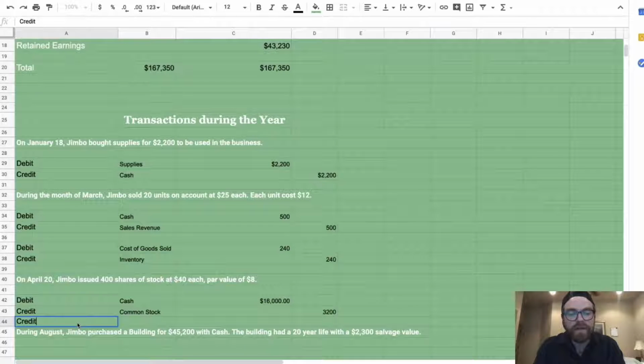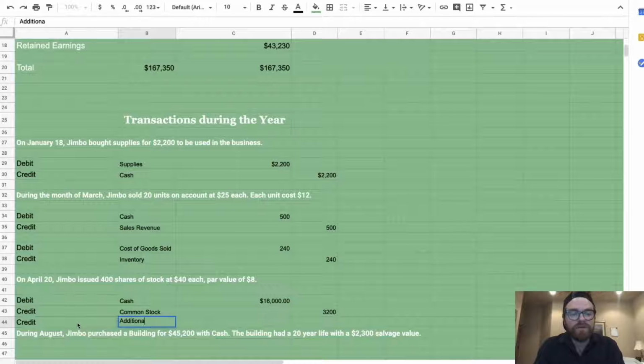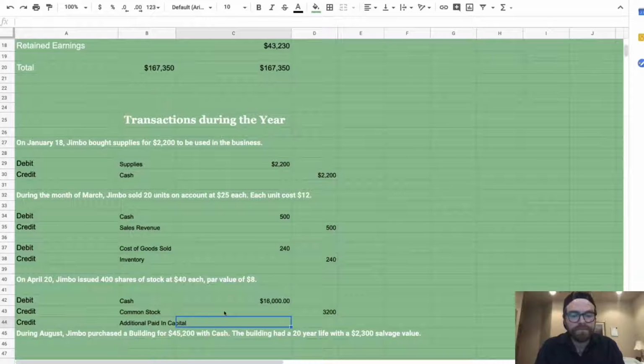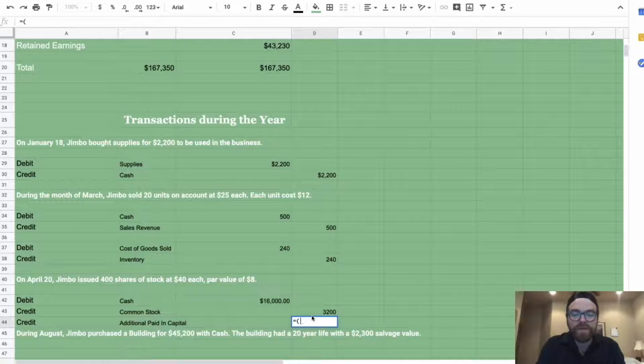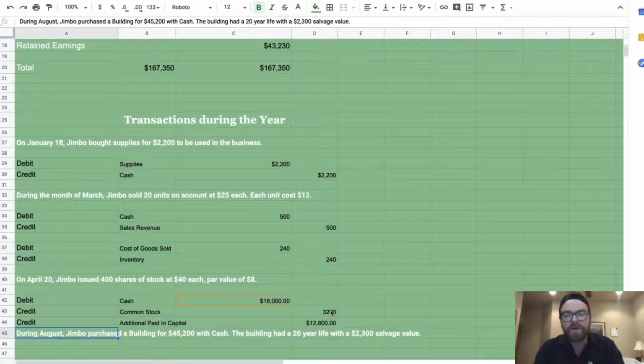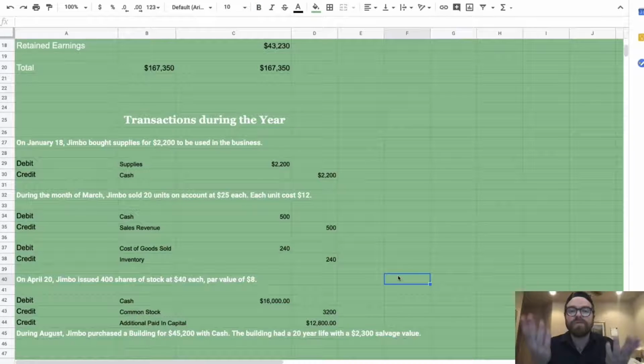We're also going to credit, because remember, debits have to equal credits, right? So we're going to credit additional paid in capital. And that's going to be the difference between your cash and your common stock. So you do equals this number minus this number. And there you go, 12,800. Additional paid in capital. Common stock and additional paid in capital, those are both part of stockholders' equity. And that's why we credit them to increase them, because equity is increased with a credit.